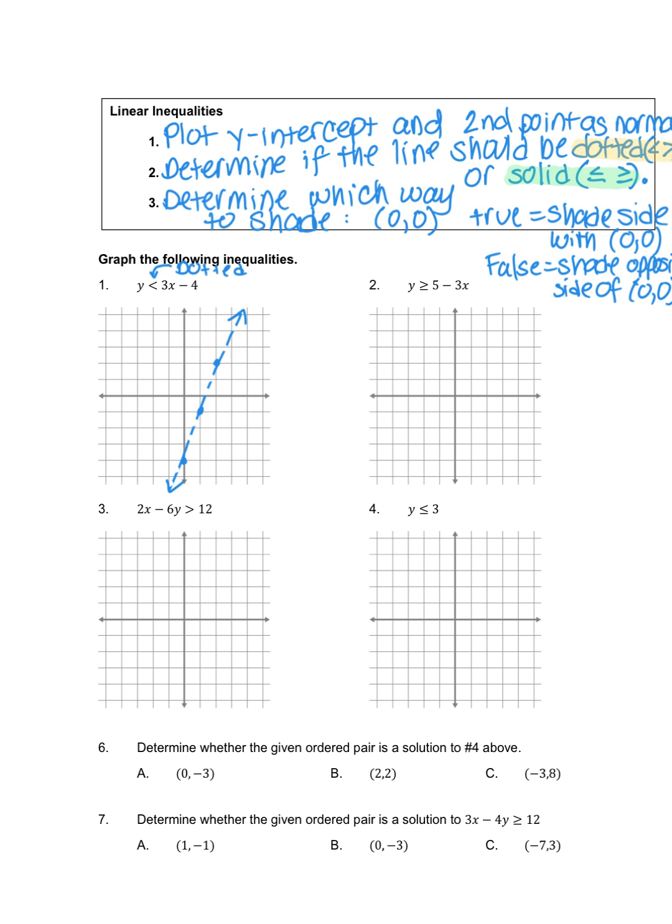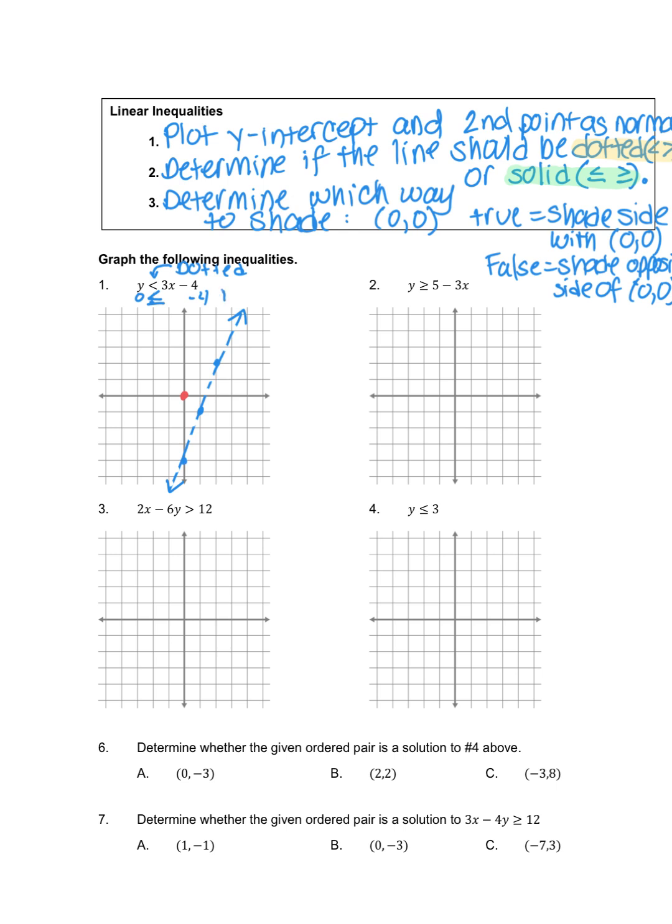Now we have to determine, will we shade above or below? Well, remember I told you about the test point? There's our test point, that red dot. So let's test it out. So we plug in 0 for our y and 0 for our x. Well, 3 times 0 is 0, right? So I could actually get rid of that right there. Now it's saying 0 is less than negative 4. Is that true or false? Is 0 less than negative 4?